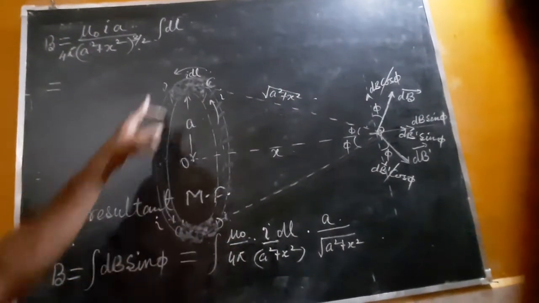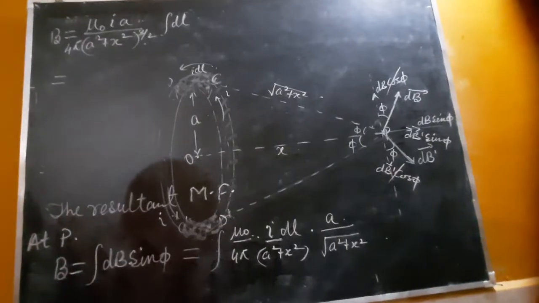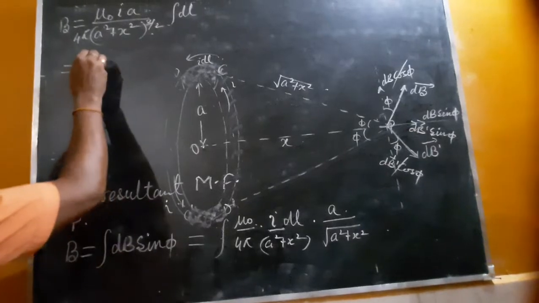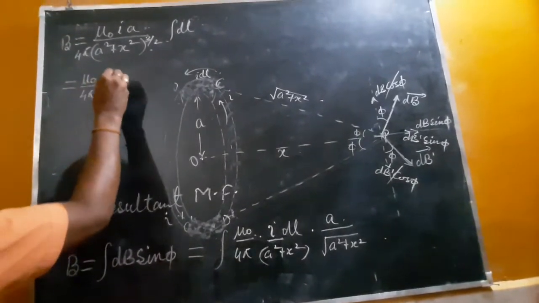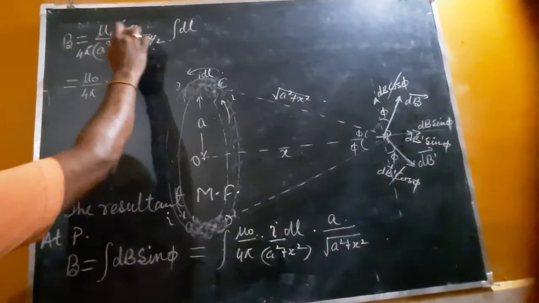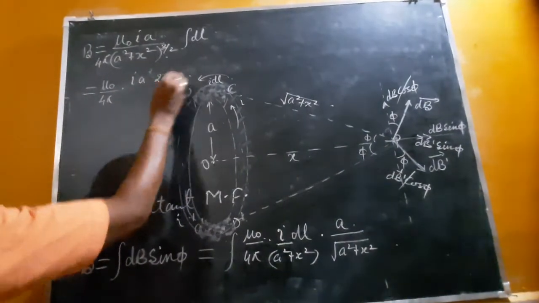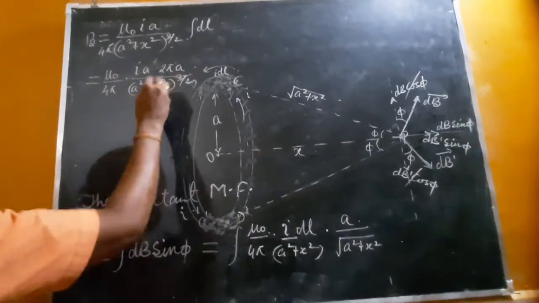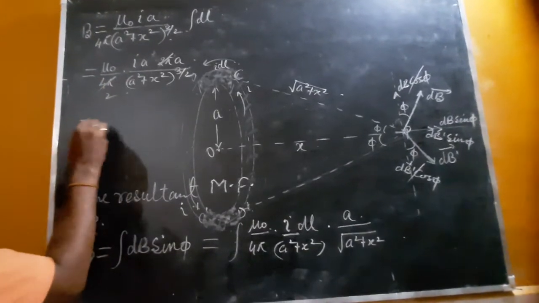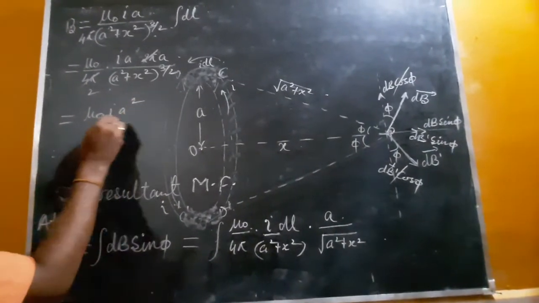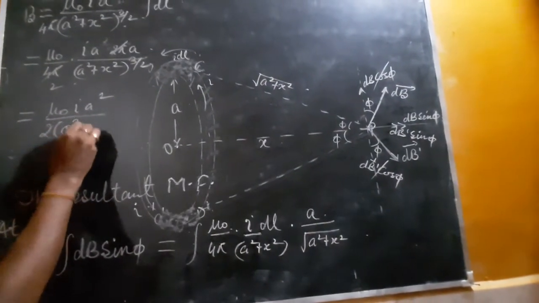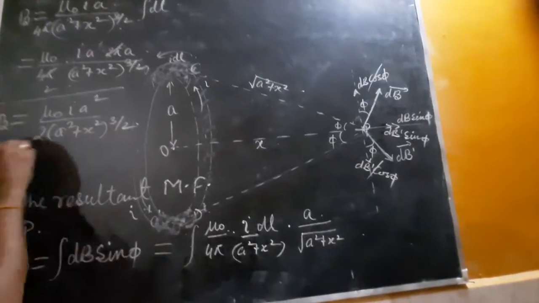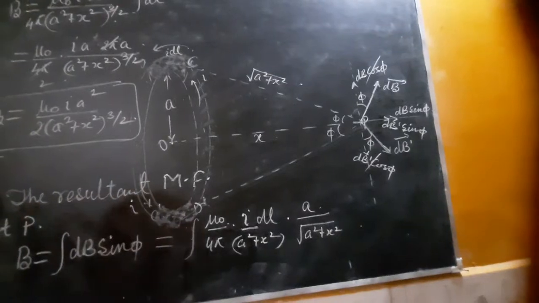Integration dl is equal to L, and L is the length of current carrying circular loop, and it will be equal to 2 pi a. So this is mu naught upon 4 pi, I a multiplied by 2 pi a upon a square plus x square whole to the power 3 by 2. 2 pi will be cancelled with this, and you are left with mu naught I a square upon 2 a square plus x square to the power 3 by 2. This is the magnetic field at the axis of current carrying circular loop.